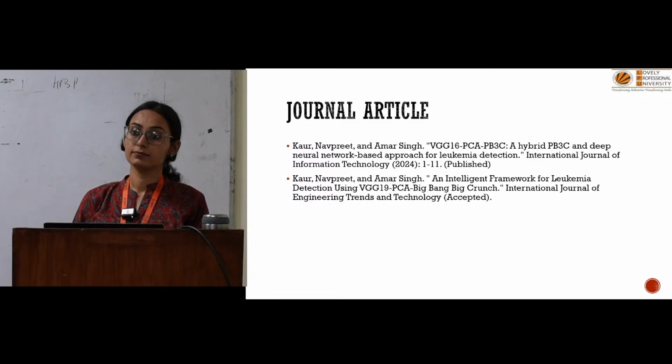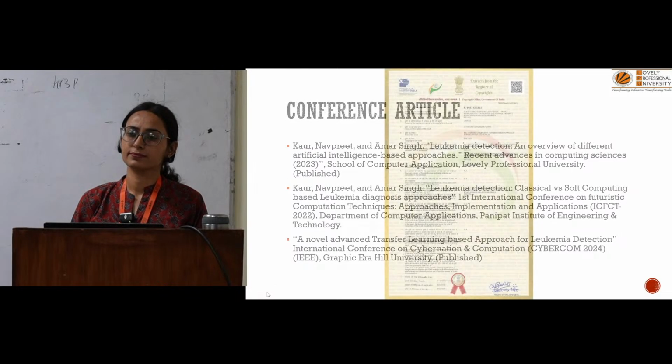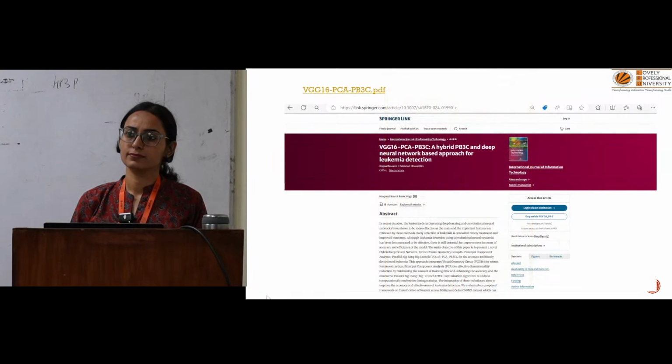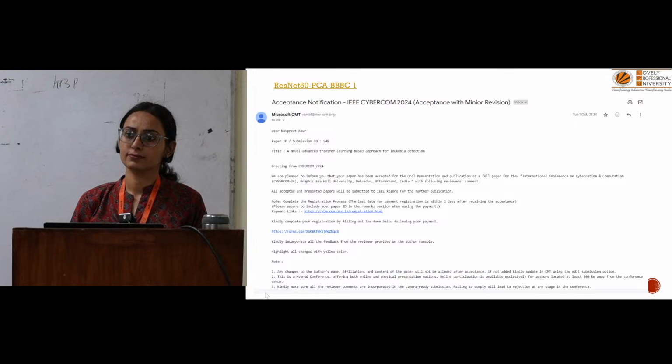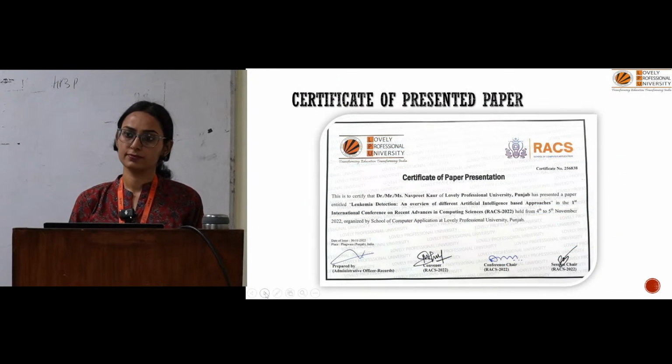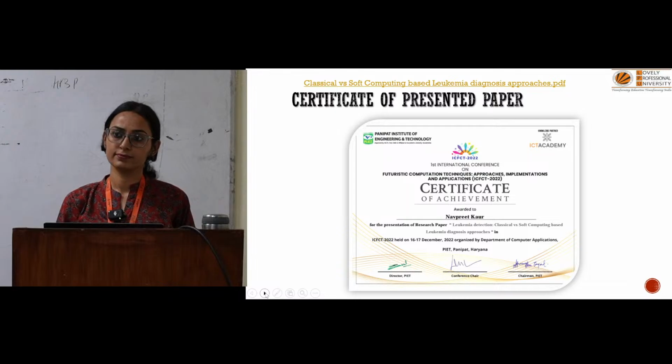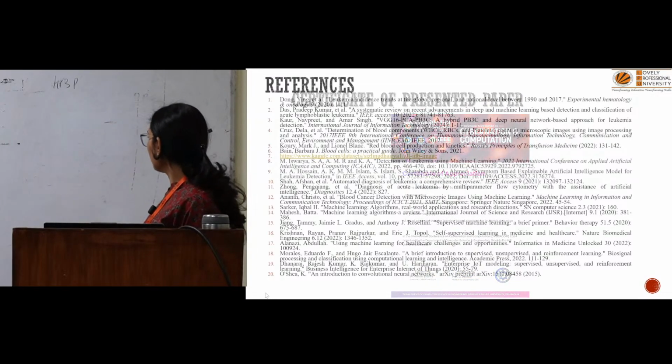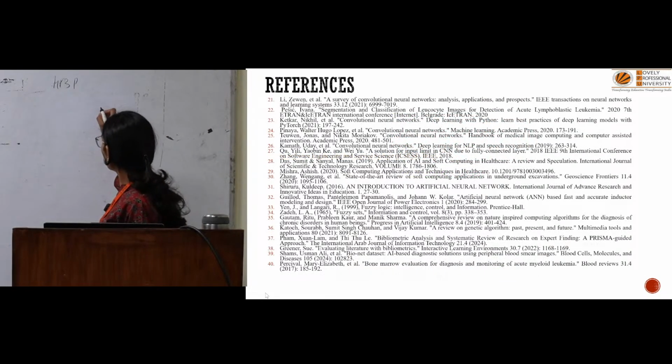So, let's go. Why was PB3C chosen as an optimization algorithm, and how does it compare to other optimization algorithms like PSO or GSO? Why PB3C instead of other optimization algorithms? Primarily the question is this. PB3C, sir, this is one.